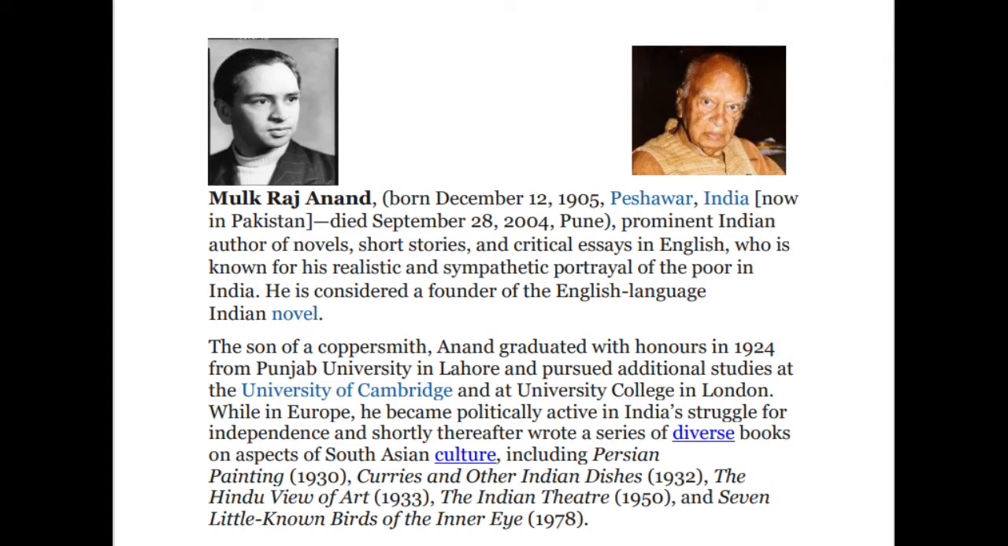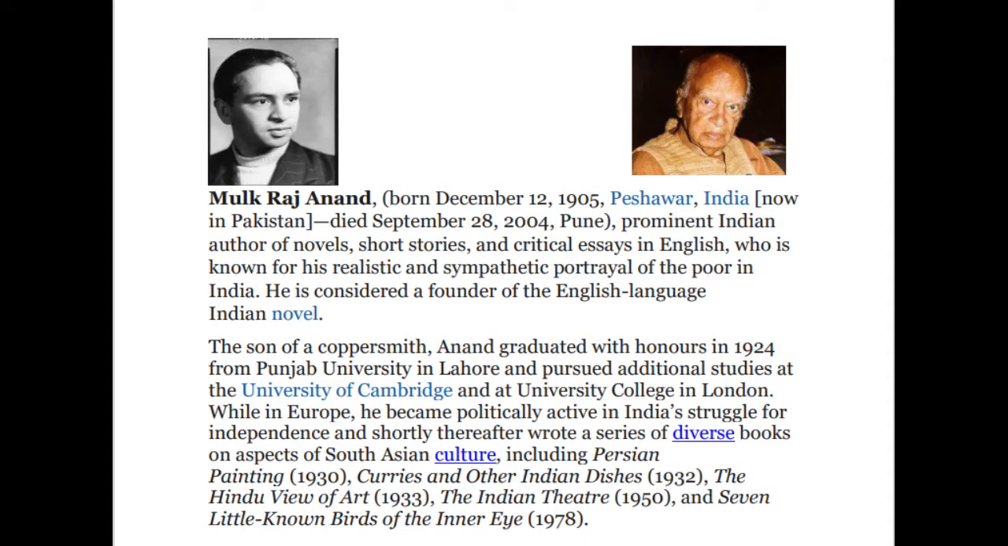He is considered a founder of English language Indian novels. So you see, this is a matter of pride. He is considered a founder of the English language Indian novels, using English to write Indian novels or to bring the culture or the scenario of India into the English language. Further, he was the son of a coppersmith. So his father was a coppersmith by profession.